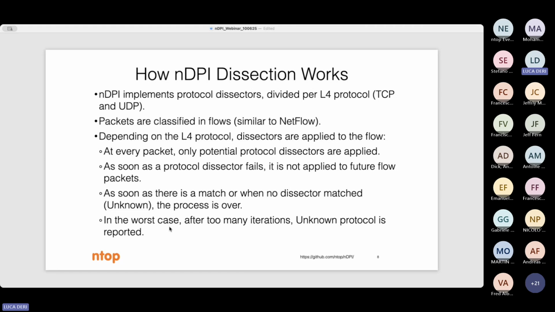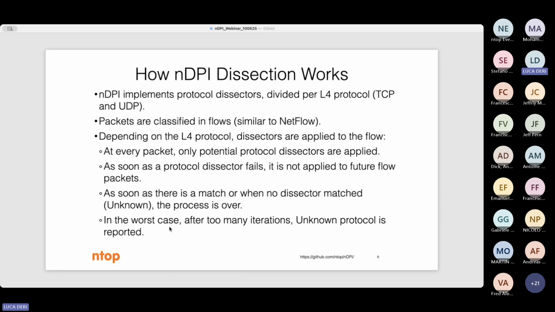It's challenging, but we are doing our best to reduce the unknown traffic, because this is the idea of the application. Another option for stopping the dissection is when we have applied so many dissectors to the traffic that we say, I give up, because we already spent too much time on the traffic, and we simply stop here, and we label this traffic as unknown.